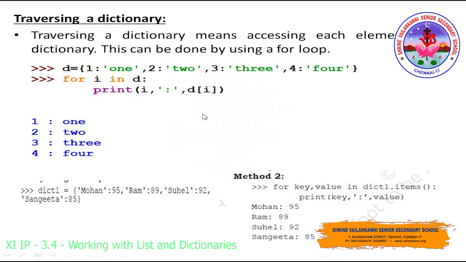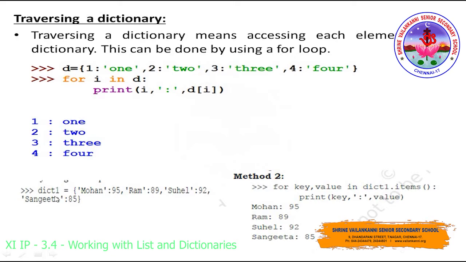Once all the iterations are exhausted, it will come out of the loop. You got it? This is how it will traverse and access each and every element present in the dictionary. This is one method. The other method is that you can directly make use of the variables key and value. You can directly give two different variables in the for loop itself.